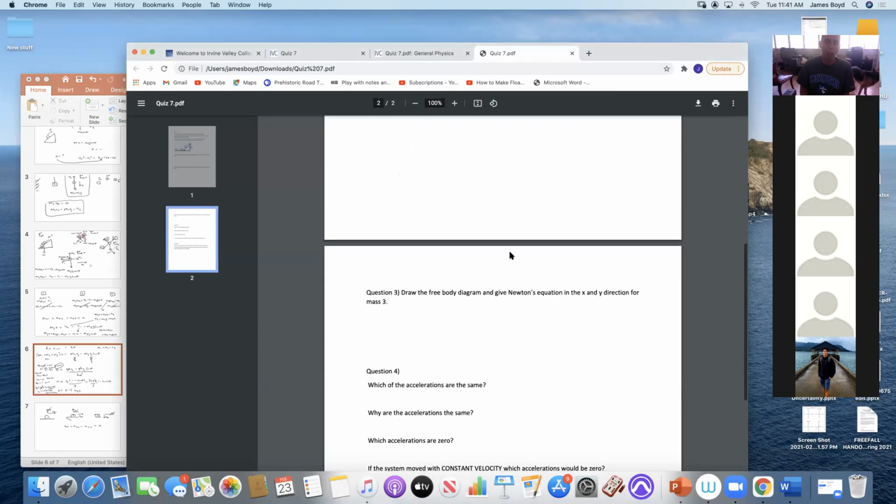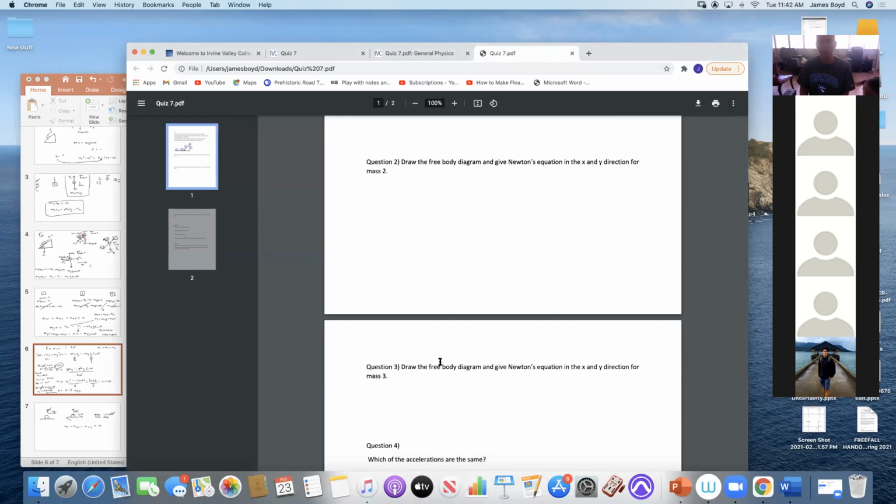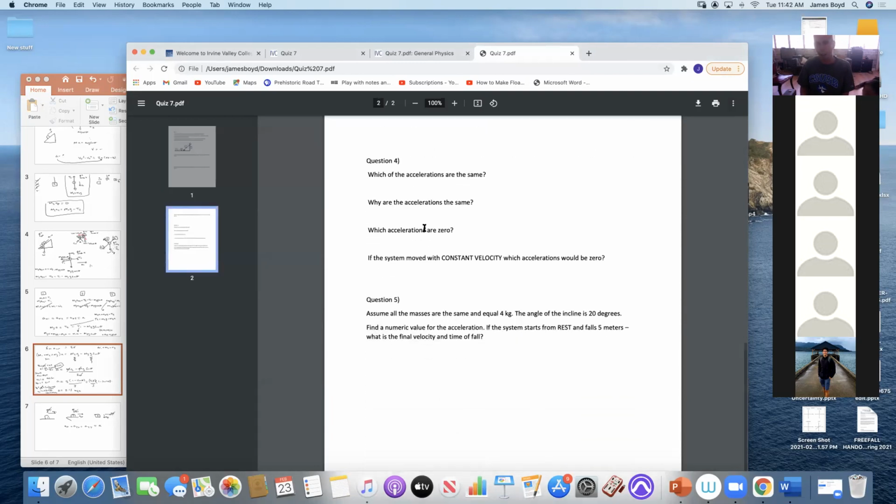So you're going to make a free body diagram and give M1 A1X and M1 A1Y. Same for mass 2, same for mass 3. Answer these questions and then solve for the acceleration, and then solve for the final velocity if it falls from rest and drops 5 meters. So hopefully that makes sense. Let me know if anyone has any questions about that.